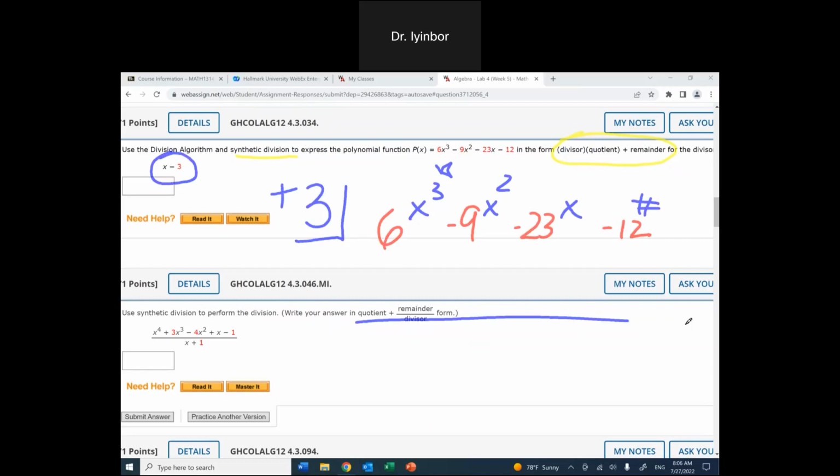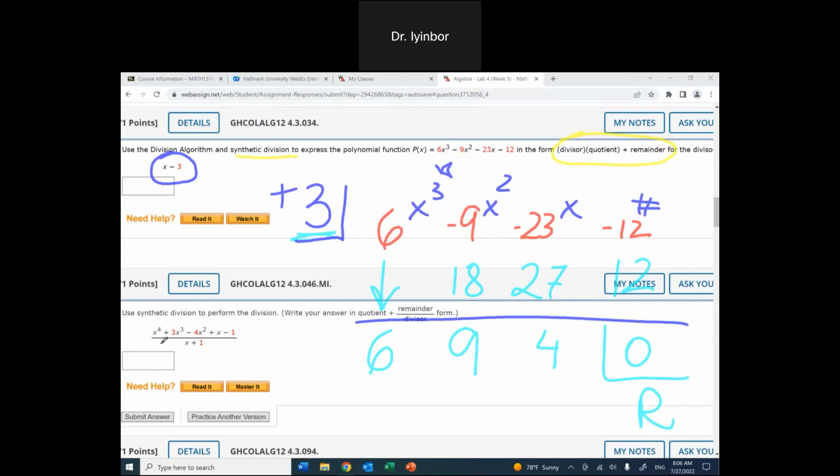So how do you do that? You bring down the first number, which is 6. And then you multiply 6 times 3. 3 times 6 is 18. 18 minus 9 is 9. Then you multiply 9 times 3 is 27. 27 minus 23 is 4. Then you multiply 4 times 3 is 12. 12 minus 12 is 0. So we get remainder 0 again, which we're going to use when you write the answer.